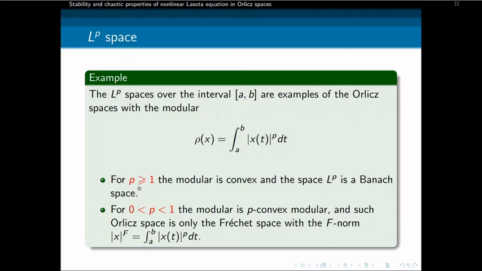For p greater or equal 1, the modular is convex and the space L^p is a Banach space. And for p from the interval (0,1), the modular is not convex and such Orlicz space is only a Fréchet space with the following F-norm.